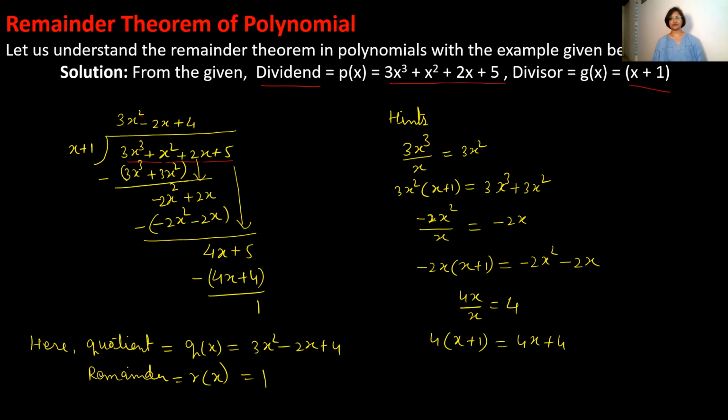And divisor equals x plus 1. I have written it like the simple division method. Now what to do? First step we have to follow. So the hints are here. First step is this.